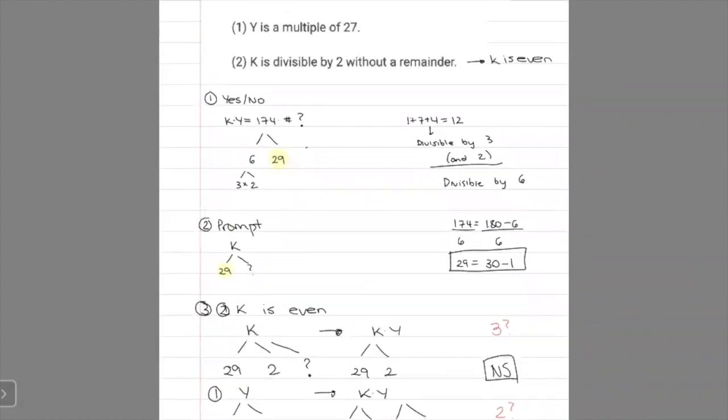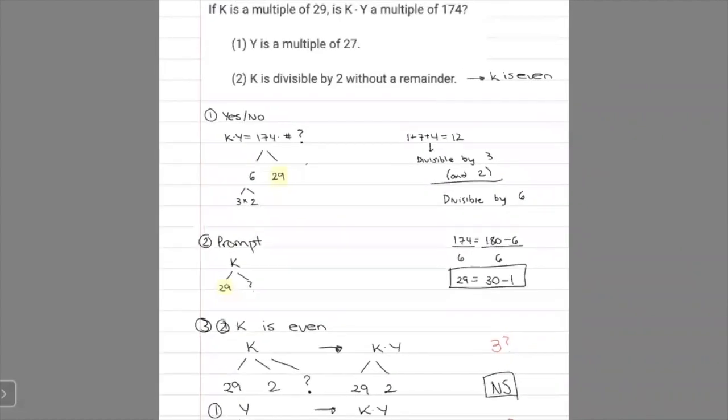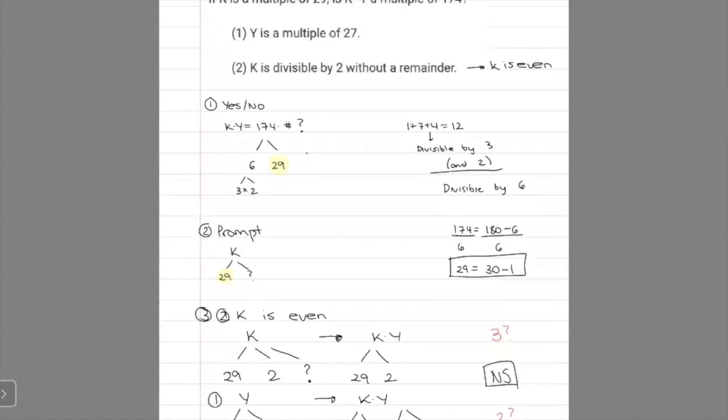So if anyone has any questions, feel free to ask. If not, we'll go on to the next one, which is also on factoring.